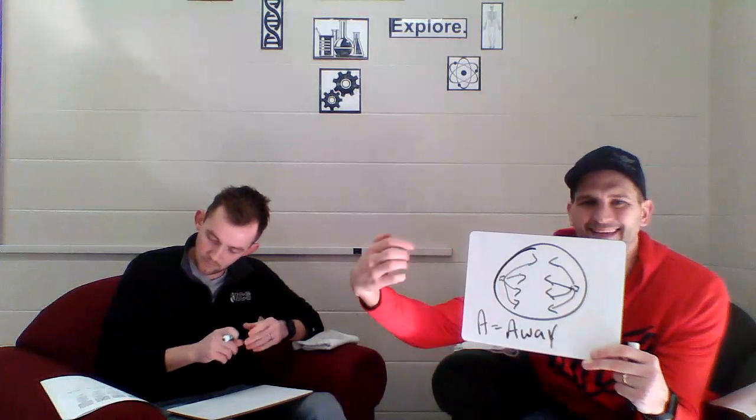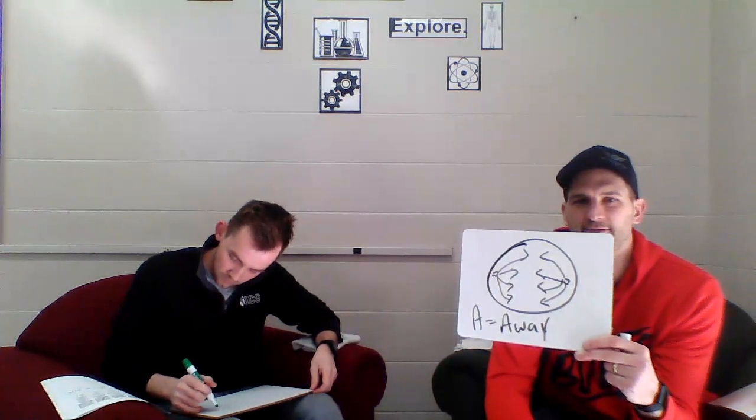Here's my drawing. Okay, anaphase, A means away. The chromosomes were lined up right down the middle. Now the lassos or the spider webs or whatever you got, they are ripping them to each side of the cell. That's anaphase, away.